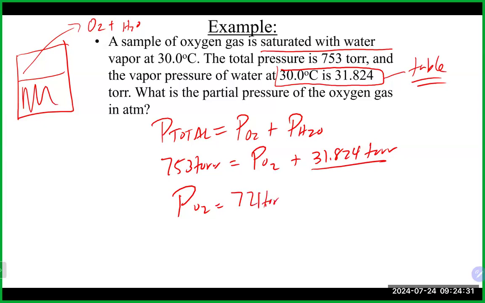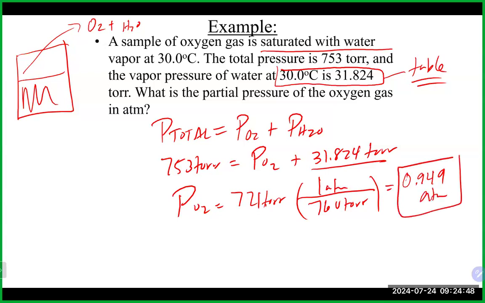torr. We do want it in atmospheres, so we convert it by dividing by 760, and that will convert it into atmospheres. If we do that, it looks like 0.949 atmospheres. So this represents the partial pressure of the oxygen gas, taking off water's contribution, which, if you did this experiment, you're probably not interested in water to begin with. So any questions on that?